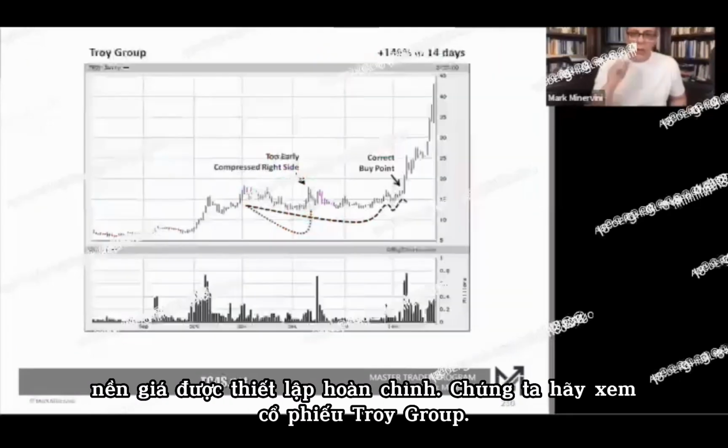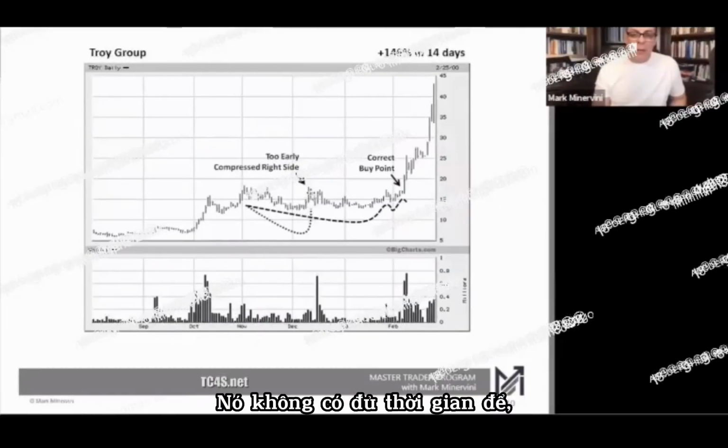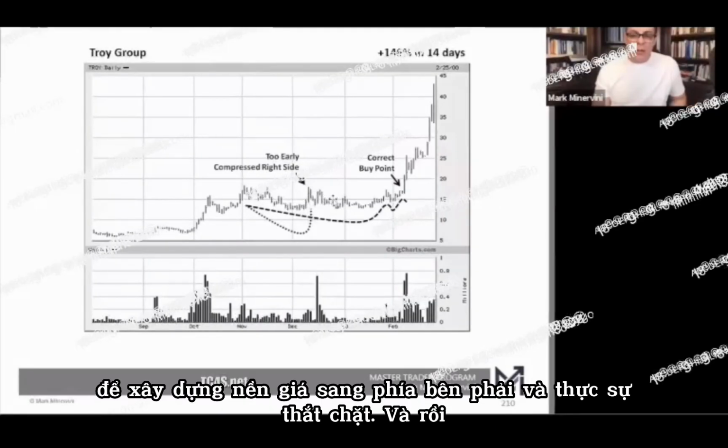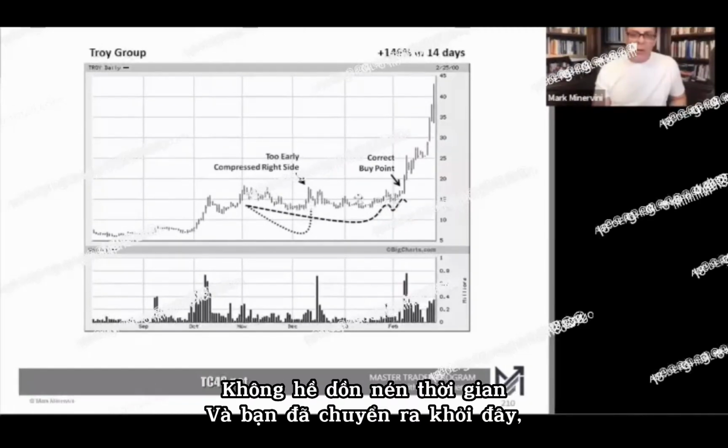You're set up. Let's take a look here at Troy Group. Look at Troy Group here. See, it runs straight up here, but it's not enough time yet. It didn't have enough time to build out that right side and to really tighten up. And now, where you spend that time, you put in that time, there's no compression now. No time compression. You've moved out to the right here.